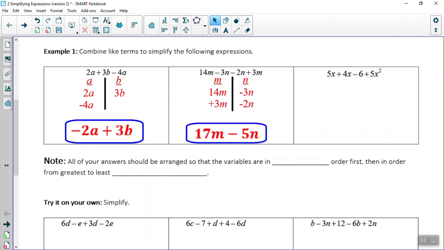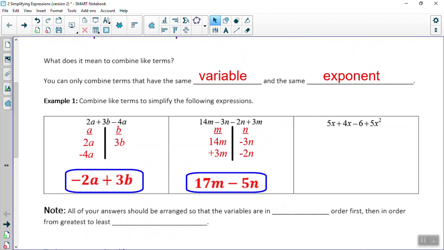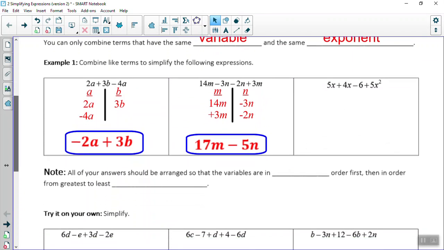All right, let's take a look at this one here. So here I've got x, no variable, and then x squared. So if we remember back up to the top, you can only combine terms that have the same variable and the same exponent. So we have to keep our eye on that. All right, so I have x's, I have a constant, and then I have an x squared.